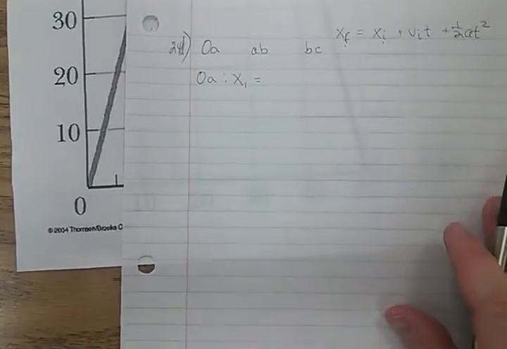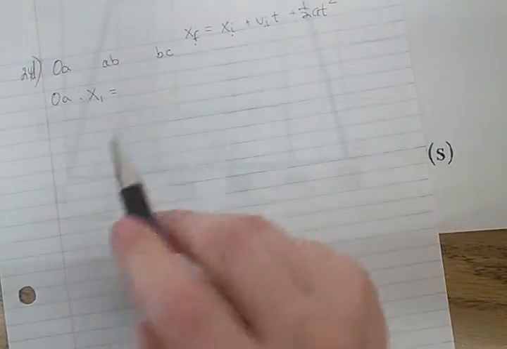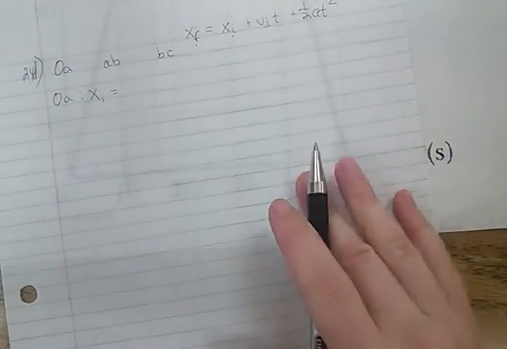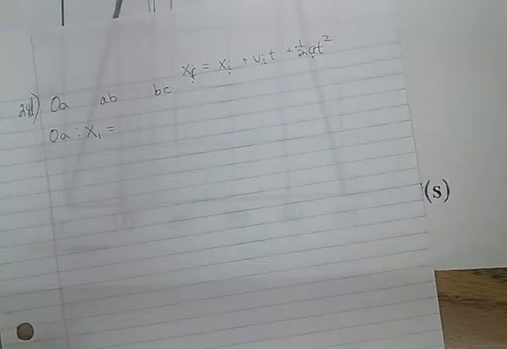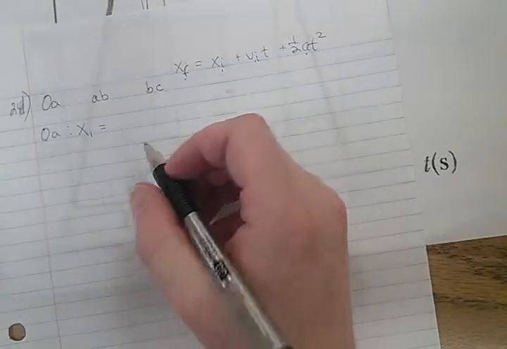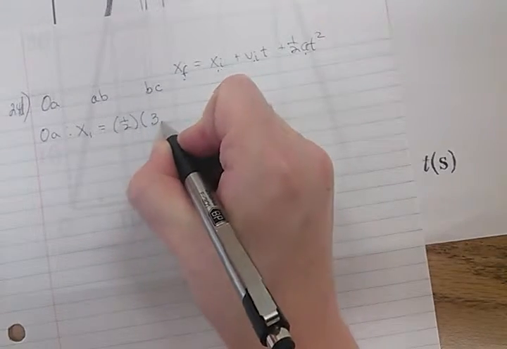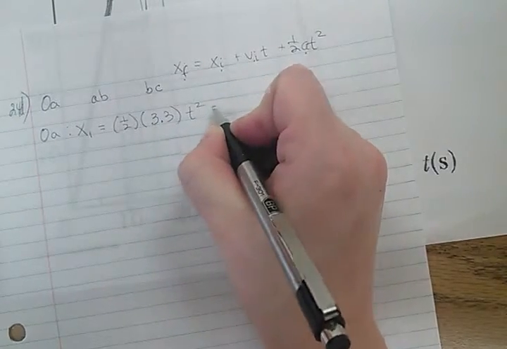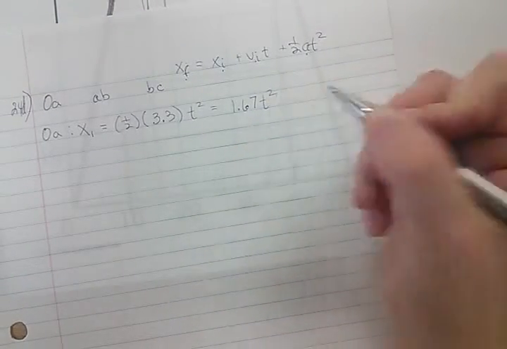You can see that just by the graph, and we can assume that. Our initial speed is also 0, so we can just get rid of that term. And then we calculated our acceleration before when we made our acceleration time graphs. So remember, we calculated it to be 3.3. So it's going to be 1/2 times 3.3 times t squared, which ends up being 1.67 t squared.